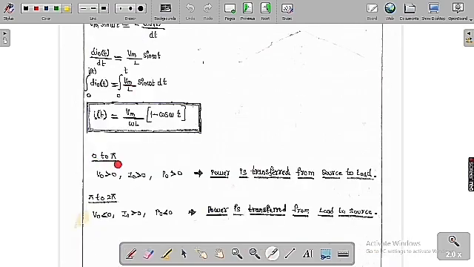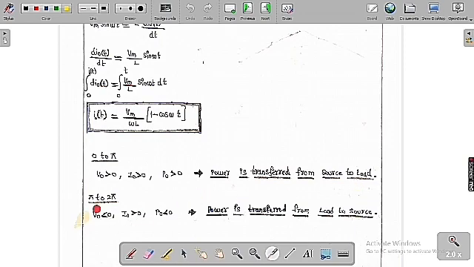So for 0 to pi, we can see clearly that v0 is greater than 0 and i0 is greater than 0. So if we do the product of these two, we are going to get p0 greater than 0. Means power is transferred from source to load; the load is going to absorb the power, which comes from the source.